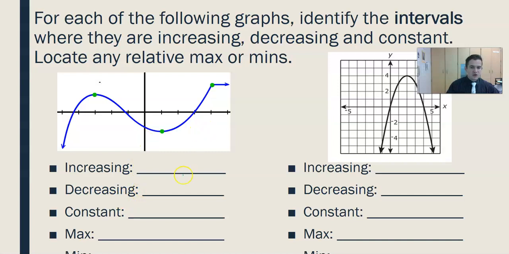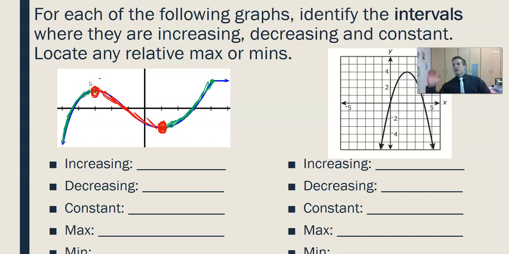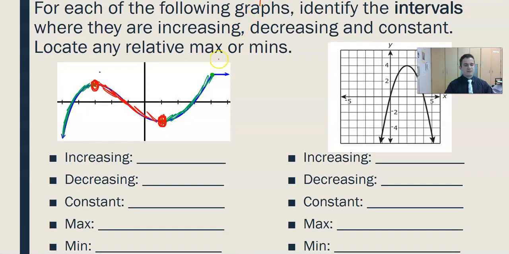So let's start right here. I'm going to start by labeling this graph everywhere that's increasing and decreasing. So where my roller coaster is going up, I'm going to label it with one color. Everywhere my roller coaster is going down, I'm going to label with another color. And I'm going to put a thick dot wherever the roller coaster changes from going up to down or from down to up. So let me slide this down a little bit so you can see everything that's going on.